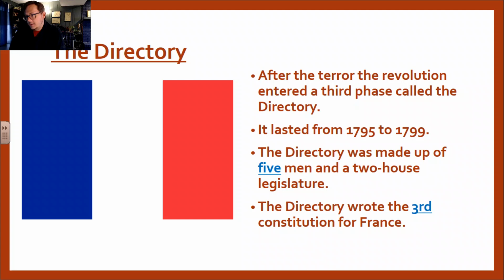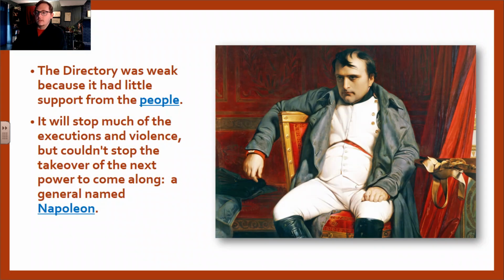After Maximilien Robespierre is executed, the Committee of Public Safety is dissolved, and the Directory is put in place. And this will last from 1795 to 1799, and it is made up of 5 men and 2 houses of legislature. So you have 5 men, and then you also have a Congress, a Senate and a House of Representatives sort of set up. And they have the 3rd constitution for France. They really can't make up their mind with a lot of things. Now the Directory is very weak because it's very weak-willed. Not a lot of people support it.